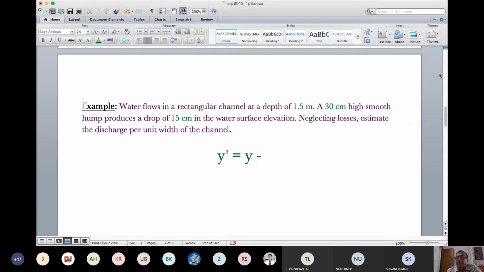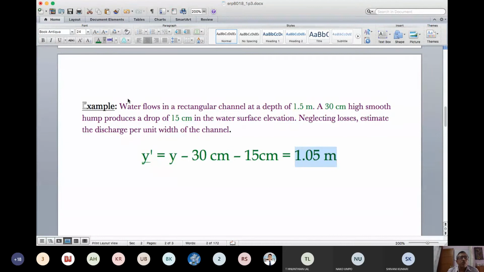Delta Z is 30 centimeter here, and in the post-hump section there is a 15 centimeter drop. So clearly, you should realize that the new depth of flow: if y is 1.5 meter, then you deduct 0.3 and 0.15, and from 1.50 it becomes 1.05 meter. So the new y dash is 1.05 meter.